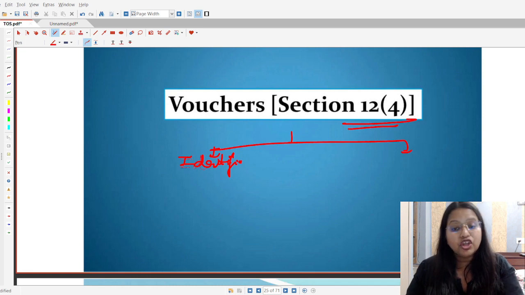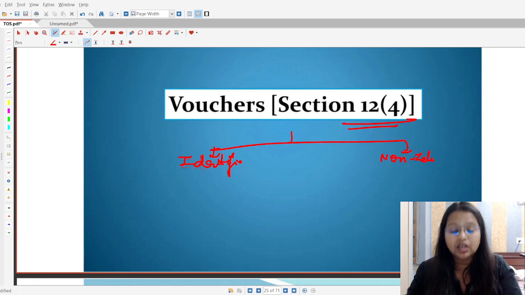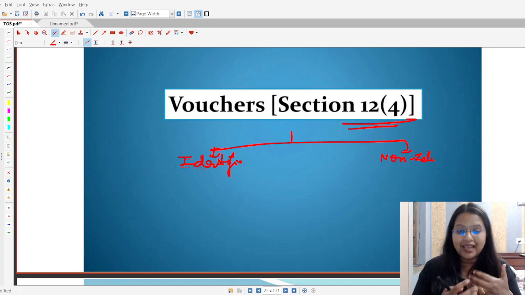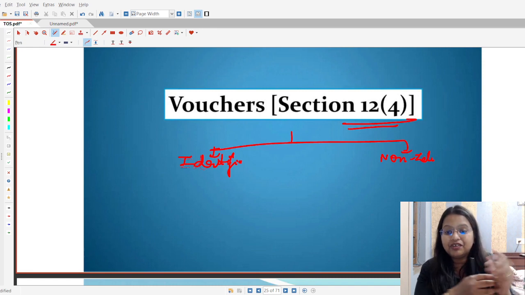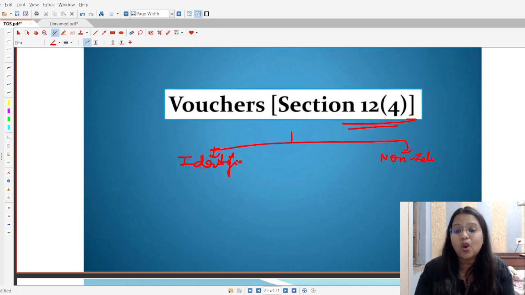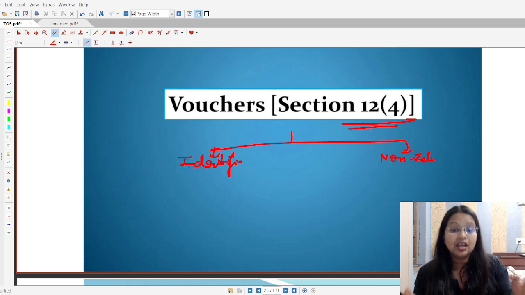Second case is about the non-identifiable voucher. Now students, in the case of non-identifiable voucher, suppose XYZ mall issues a voucher to the customer. That customer can come to them and do any shopping of ₹100. It means from that ₹100 they can buy chocolates, a wallet, ice cream, they can take anything. So that is non-identifiable at the time of issuing that voucher.